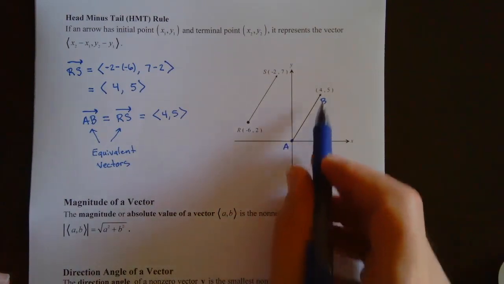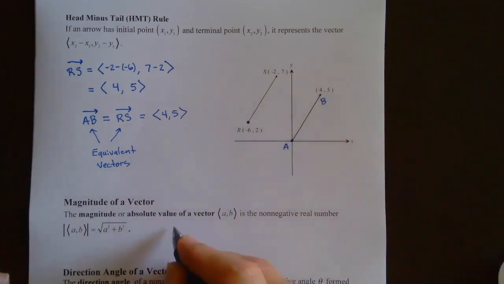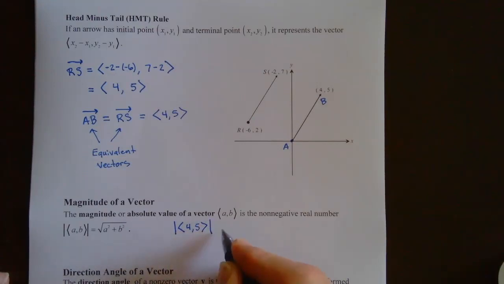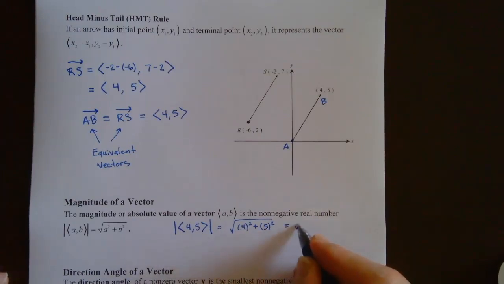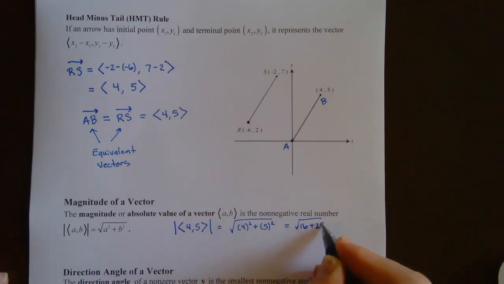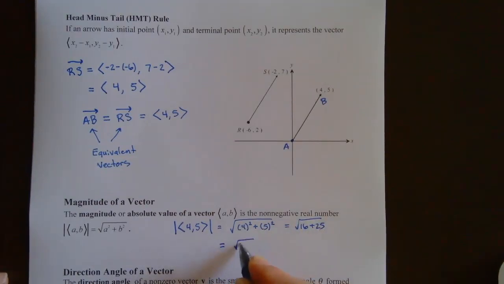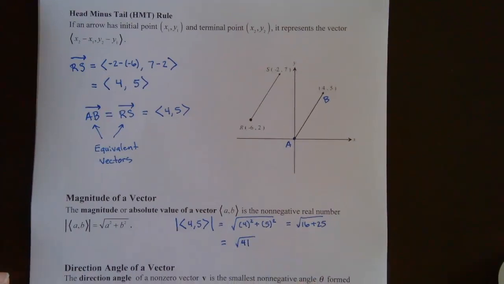So if we want to find the magnitude of this one, we would take the absolute value of the vector 4, 5, and this is equivalent to the square root of 4 squared plus 5 squared. That would be the square root of 16 plus 25, which equals the square root of 41. So that is the magnitude, the size of it. It doesn't give you the direction. It's just the size of it.